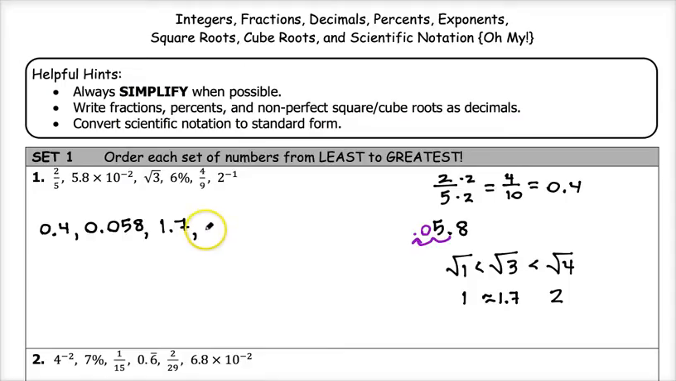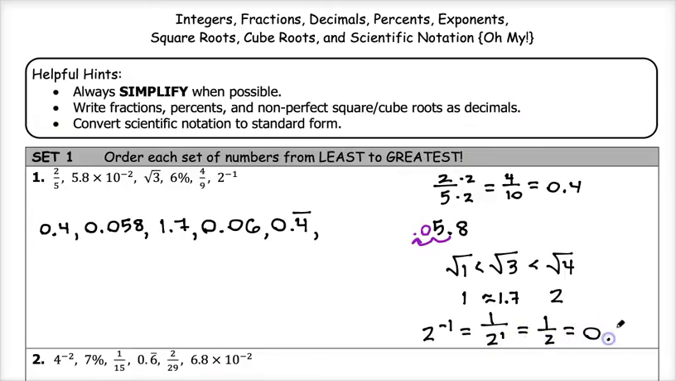6% as a decimal, we should know at this point, would be 0.06. 4/9, it's a number over 9, so anytime that happens, we know it's going to be a repeating decimal. This one would be 0.4 repeating. And finally, 2 to the negative first power. Negative exponents mean I can rewrite this as 1 over 2 to the positive first, which is 1/2, which is the decimal 0.5. So really, for this set of numbers, you didn't need to use the calculator too much.